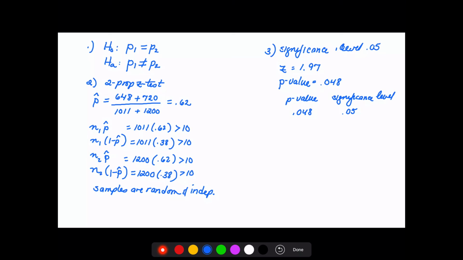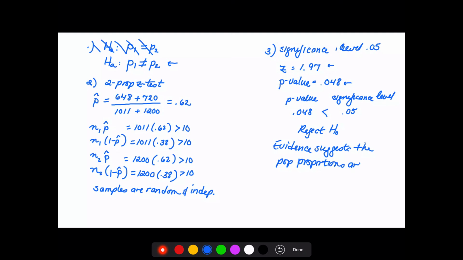So our p-value was 0.048 and our test statistic was 1.97, and we need to compare our p-value with our significance level. And we can see that our p-value is less than our significance level, which would lead us to reject our null hypothesis. And if we reject our null hypothesis, then we could conclude that there is a significant difference in the population proportions. So our conclusion is that our evidence suggests the population proportions are not equal.